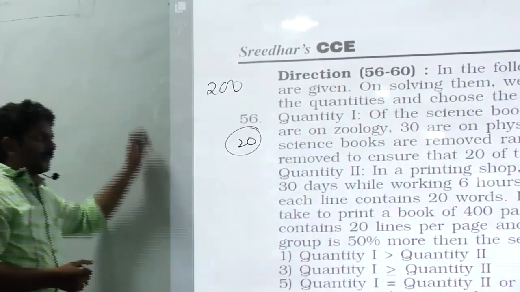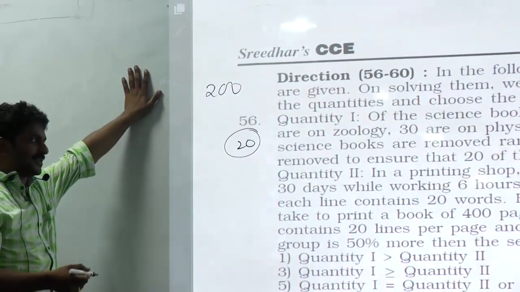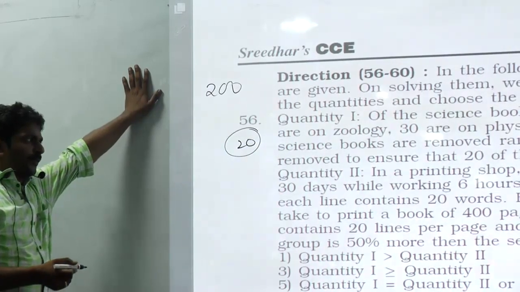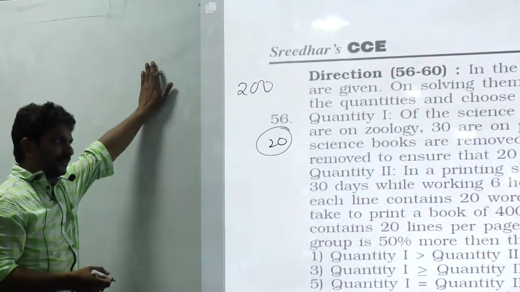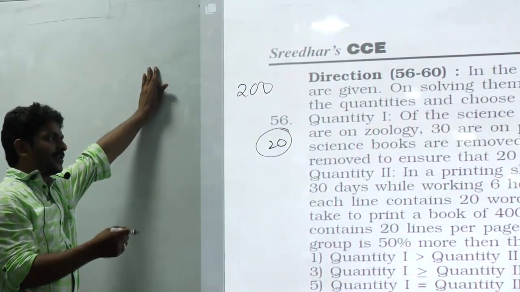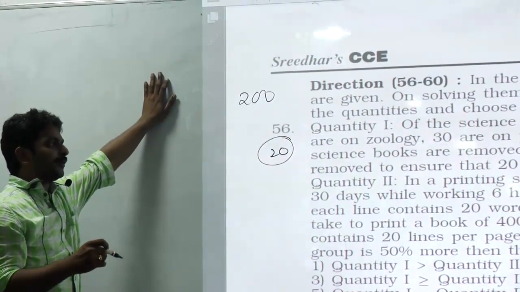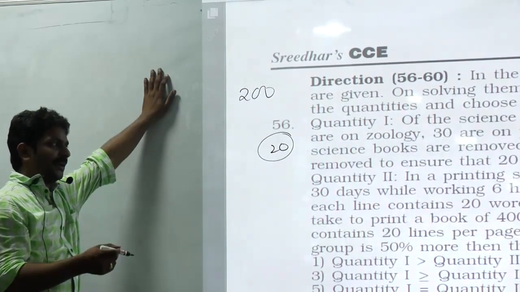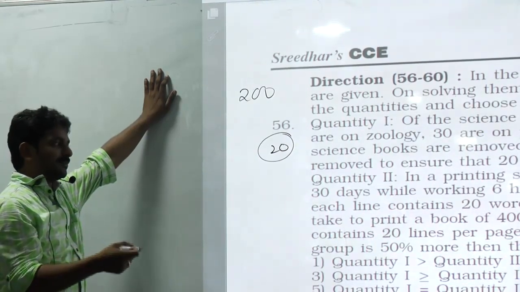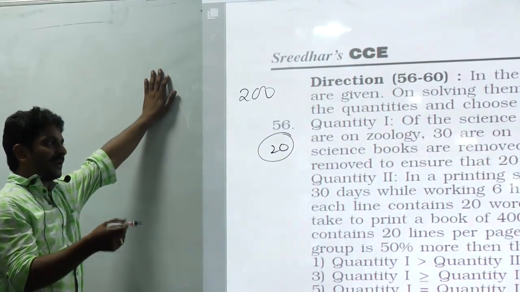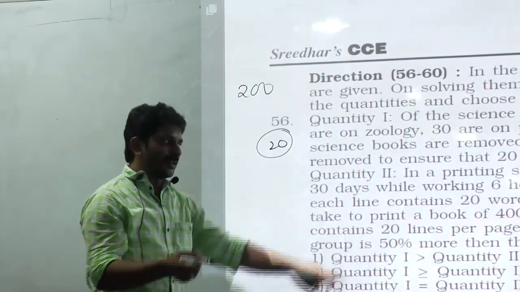Quantity 2. In a printing shop, 25 men can print a book of 200 pages in 30 days, while working 6 hours per day. This book contains 10 lines per page, and each line contains 20 words. Find how many days another group of 30 men will take to print a book of 400 pages while working 5 hours per day. This book contains 20 lines per page and each line contains 10 words. The efficiency of the first group is 50% more than the second group.